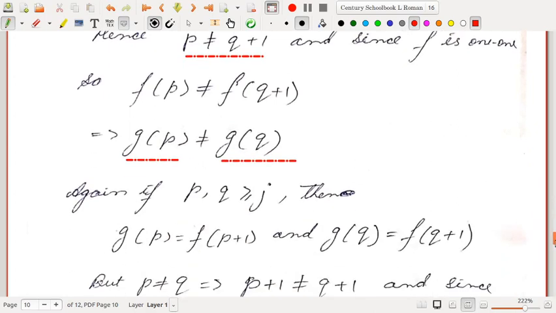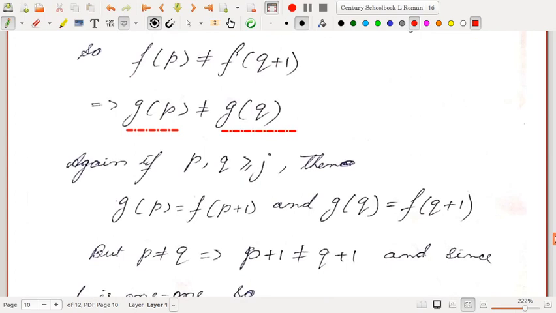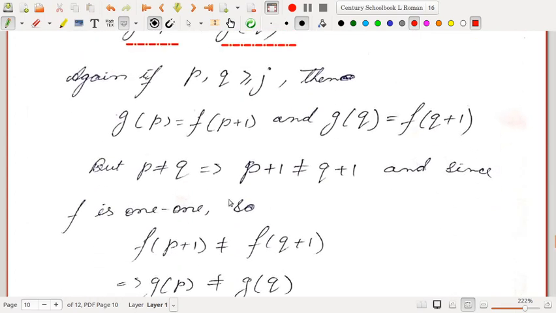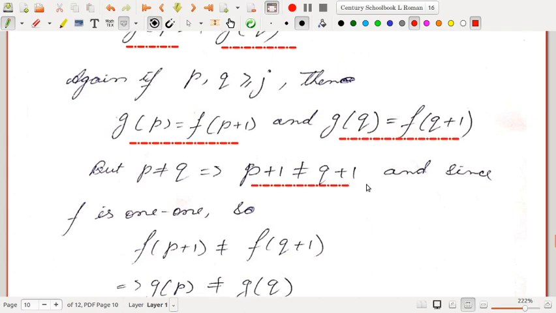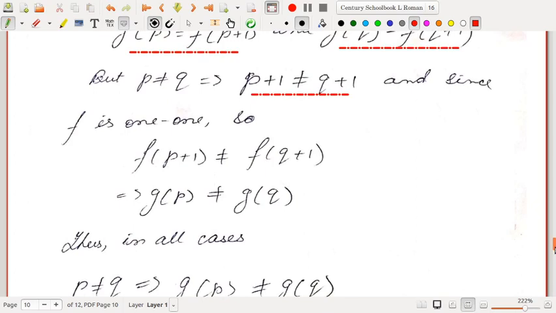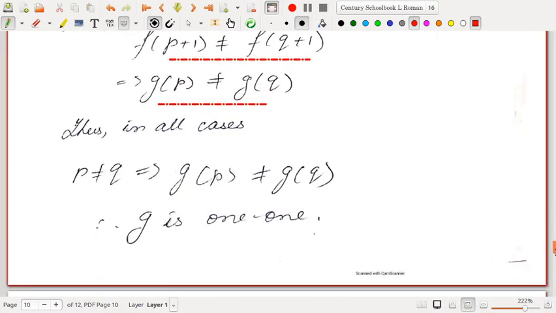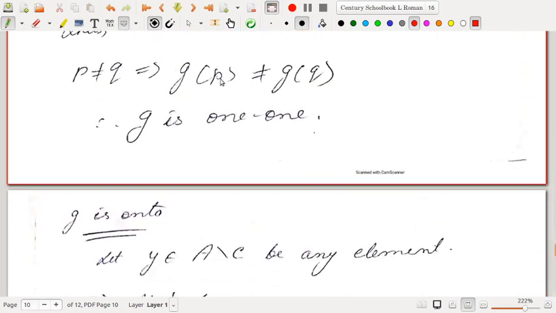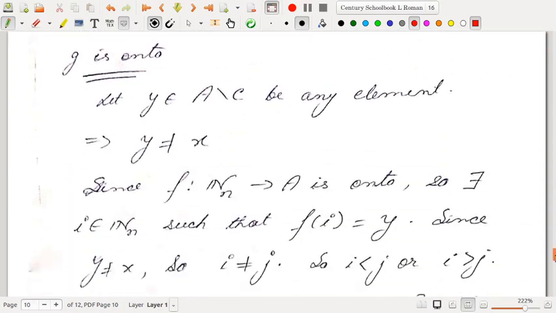Okay, again another case: if both p and q are greater than or equal to j, then we have g of p is f of p plus 1, g of q is f of q plus 1. But p not equal to q implies that p plus 1 is not equal to q plus 1, and since f is 1-1, f of p plus 1 is not equal to f of q plus 1. That means g p is not equal to g q. So in all cases we get p not equal to q implies g p not equal to g q. So g is a 1-1 map. Okay. Next is g is onto.